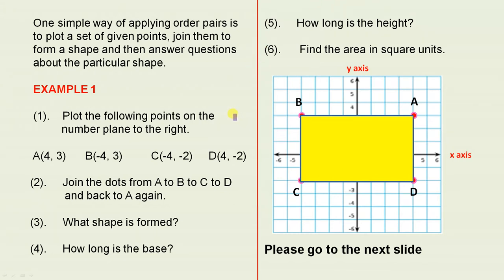Number 1. Plot the following points on the number plane to the right. These are the 4 points here. So we've plotted A, which is (4, 3). B was (-4, 3). C was (-4, -2). And D was (4, -2). And it says join the dots from A to B to C to D and back to A again. So we've gone from A to B to C to D and back to A again.